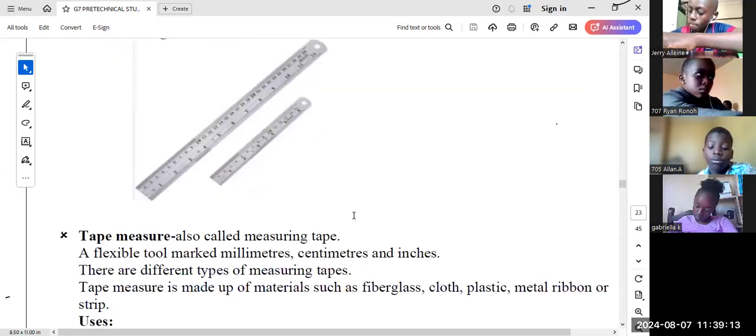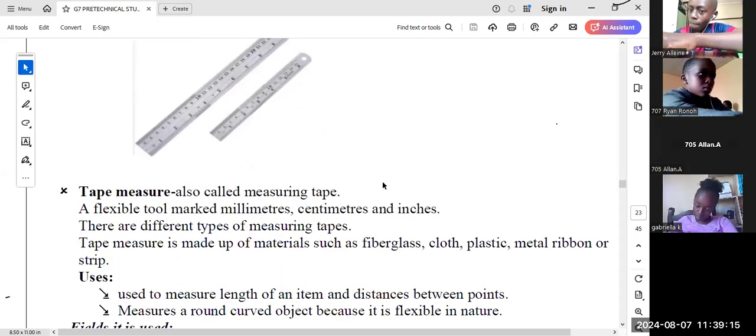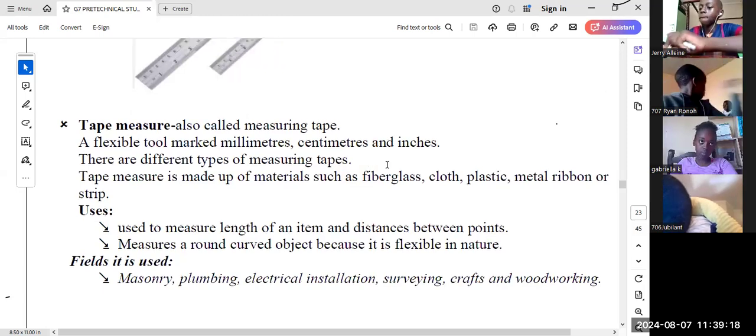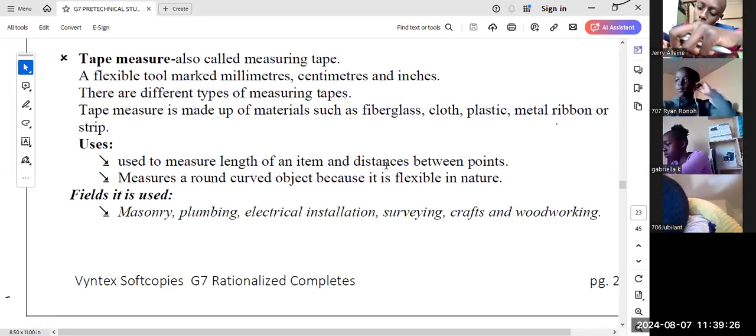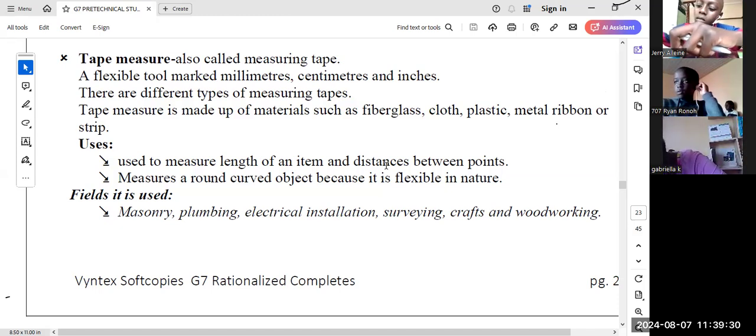Then we have the tape measure. The tape measure is also called measuring tape.